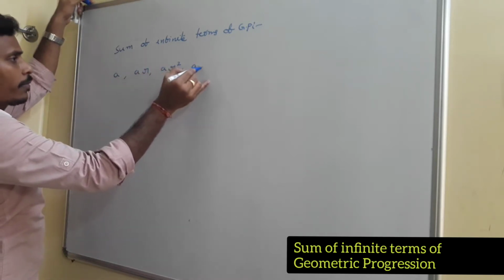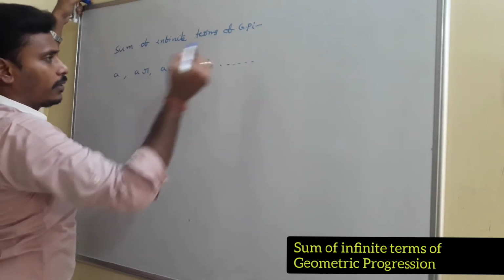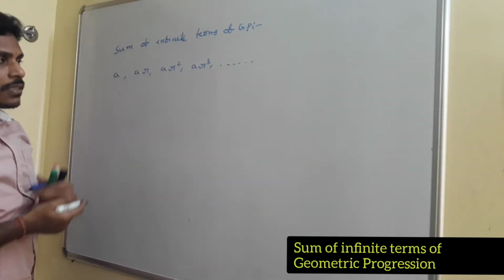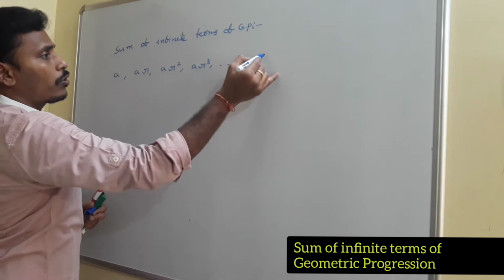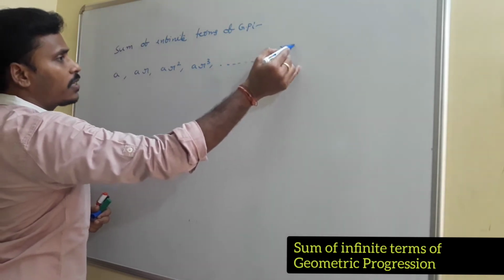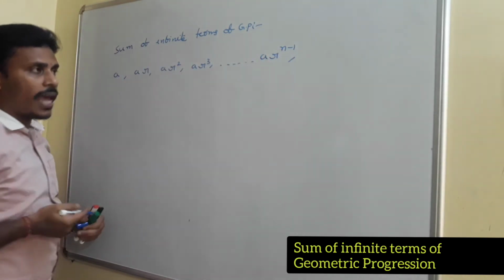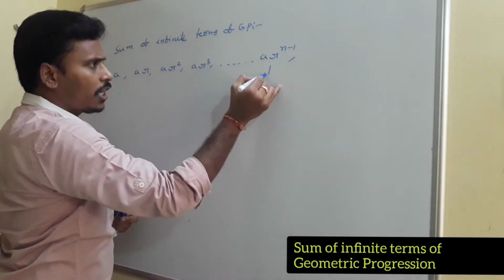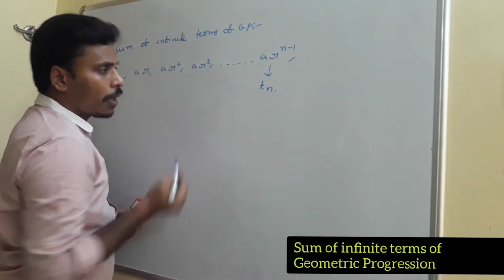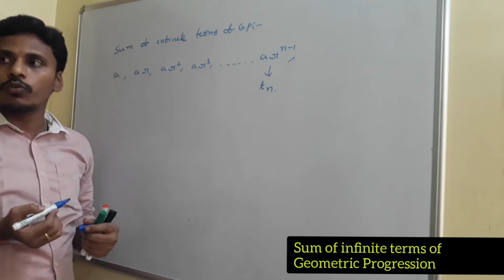AR square, and AR cube, like that. Is it right? See, if you think about this particular sequence, at the end this is AR power n minus 1. This is the nth term. See, the sequence won't stop at the nth term, but usually the problems will ask you about the nth term.